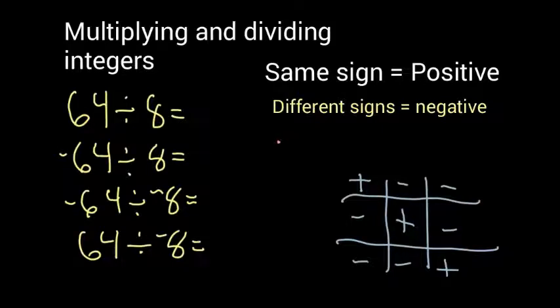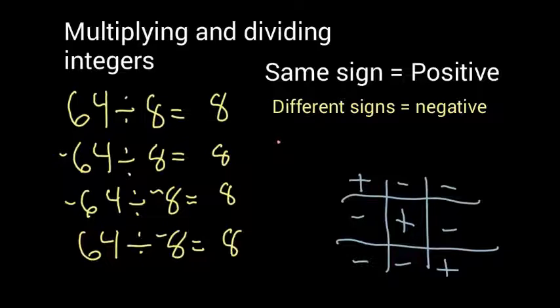Alright, so let's look at some division ones. So we have 64 divided by 8, and 8 will go into 64 8 times. So all these start out the same. They're all 8. Now we have to decide if they're going to be positive or negative. So the first one's 2 positives, same signs equals positive, you just leave it as 8.